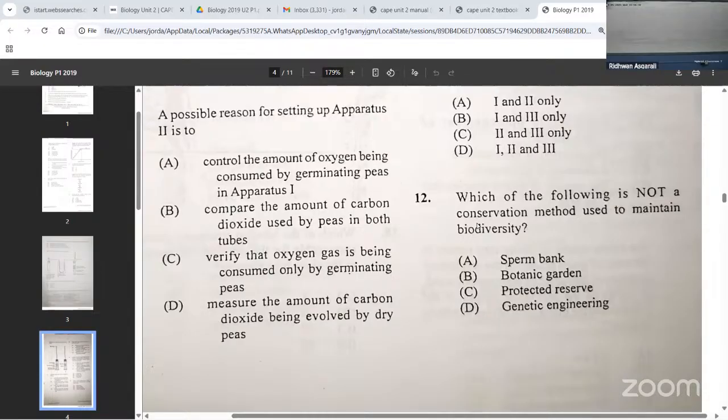Now, a sperm bank is similar to a seed bank. In case the organism goes extinct, you have genetic information on it to not just make another version, but to make new species. So a sperm bank is useful in that way. A botanic garden, if you maintain a botanic garden, it's protected, so you could ensure the species survive. A protected reserve is the same thing as a botanic garden. Now, genetic engineering, is that conserving or is that coming up with a new change? It's a new species, so that one would not be conservation.